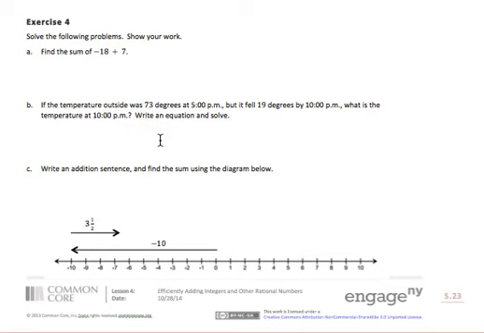Then in exercise 4, they have a variety of problems for us to take a look at, mixing all different types. Finding the sum of negative 18 plus 7. They have opposite signs, so we'll need to subtract their absolute values. 18 minus 7, which is 11. And the larger absolute value is a negative number, so our answer will be negative 11.